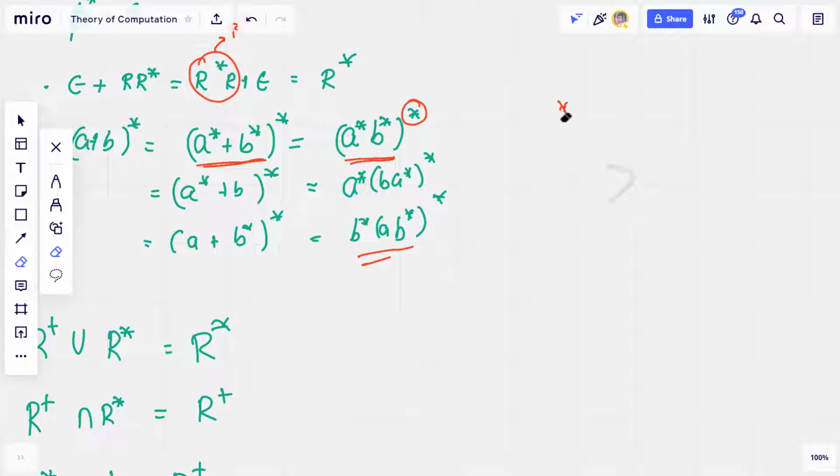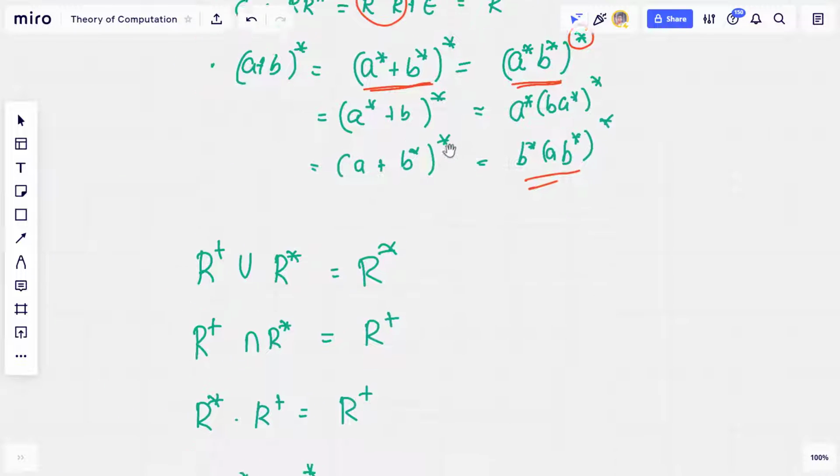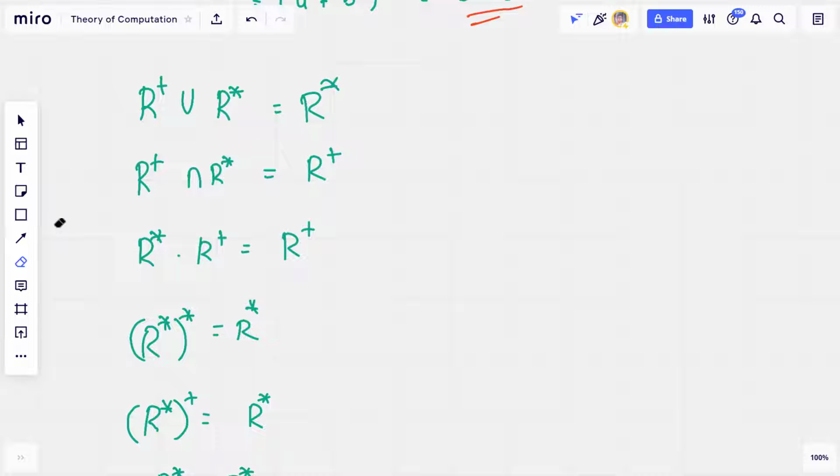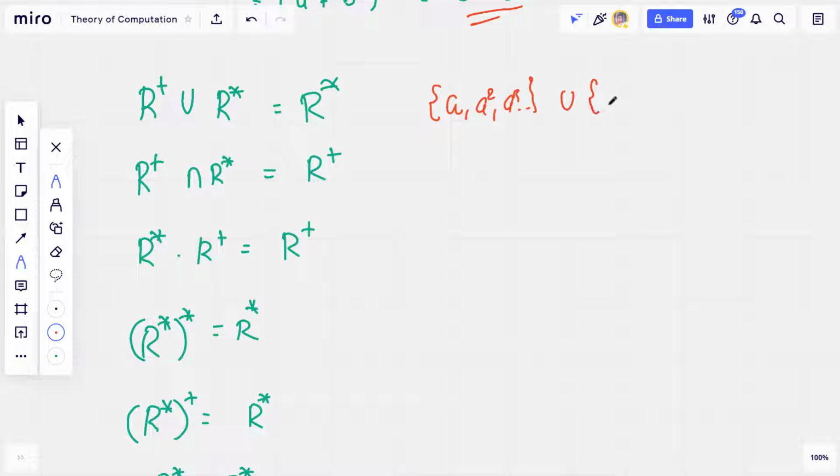If you don't remember the proof, it's fine, but remember the identities because they come in handy. And these are the simplest ones. R plus union R star is actually R star. It's obvious. R plus is what? It's actually a, a square, a cube, and so on, union a power 0, which is actually epsilon, a square, and so on and so forth. By the way, this a square is a into a.